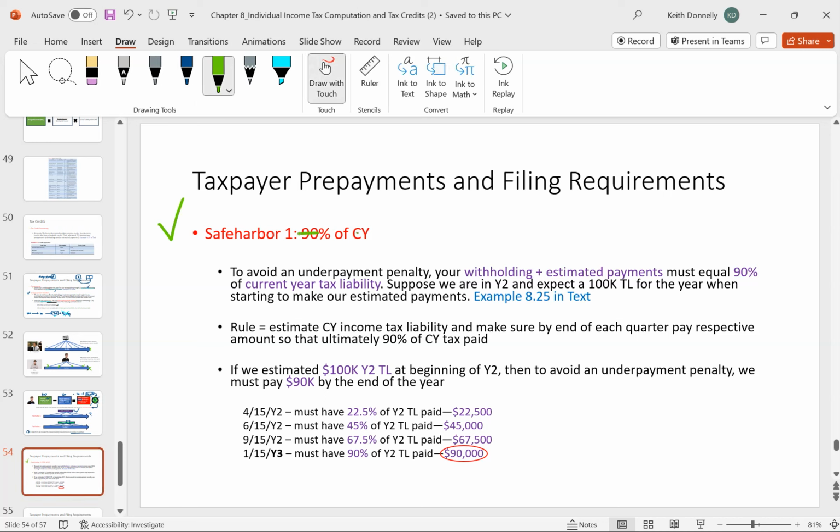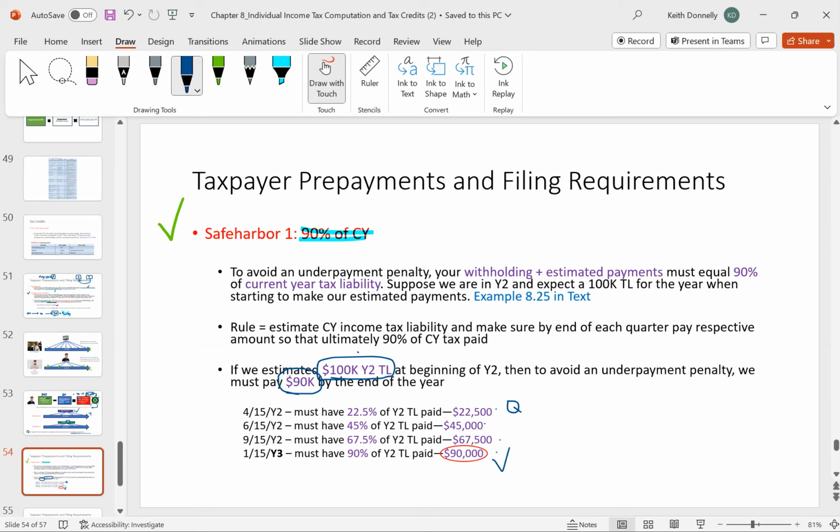The first safe harbor: if you put 90% of your current year tax liability into the system during the year, you get rid of Mr. Yucko. You don't get hit with the penalty. So say we had an individual who has 100K of year 2 income. The idea is they must put 90% of that into the system by year end. In other words, they must have 22.5, 45, 67, and 90 by the end. And remember, they do it quarterly.